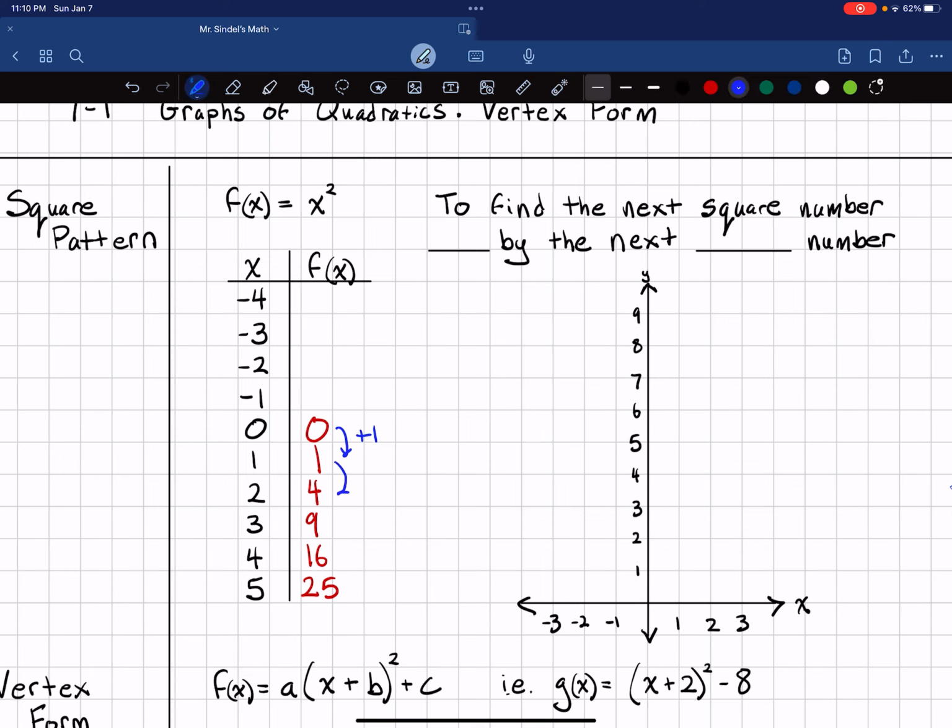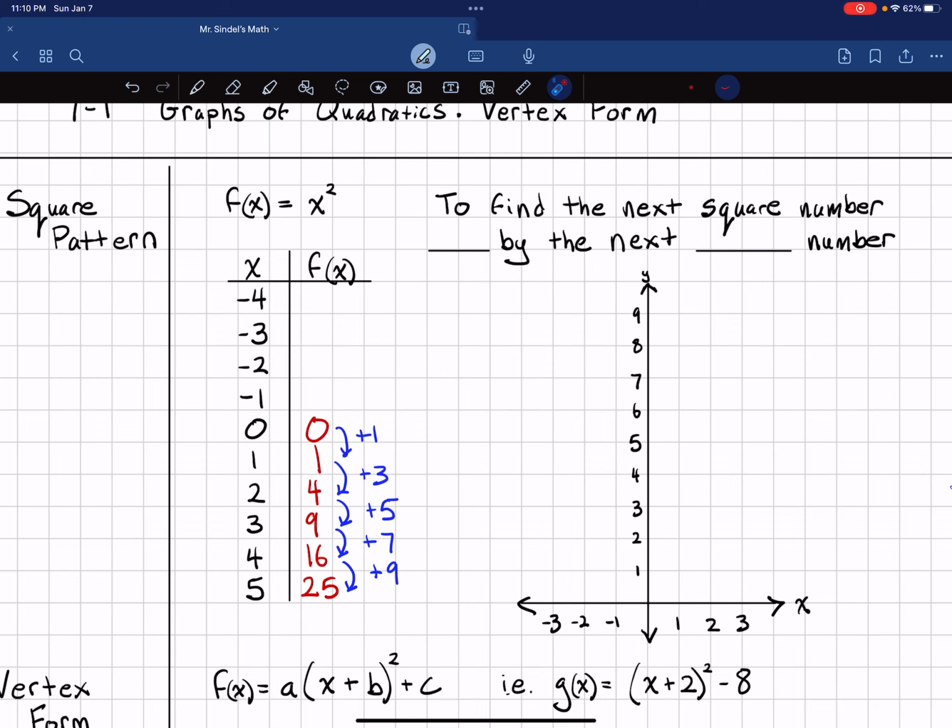To get from 1 to 4, I add 3. To get from 4 to 9, I add 5. To get from 9 to 16, I add 7. And to get from 16 to 25, I add 9. You might notice the pattern with these blue numbers. The pattern is that they're all odd numbers. Not only are they odd numbers, they're consecutive odd numbers.